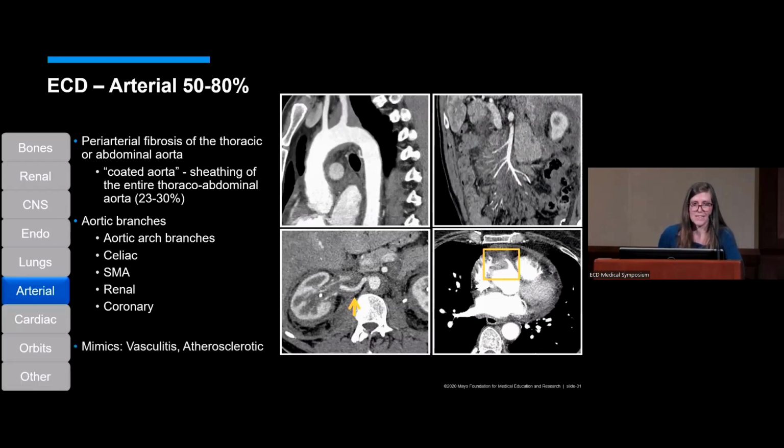Some mimics that we can see on imaging: vasculitis can be FDG avid on PET CT as well, usually diffusely, circumferentially involving the aorta. And then atherosclerotic disease can also be a mimic on PET CT. Typically that's more patchy, and you'll often see calcifications along with it.